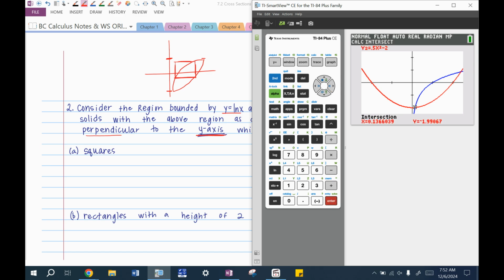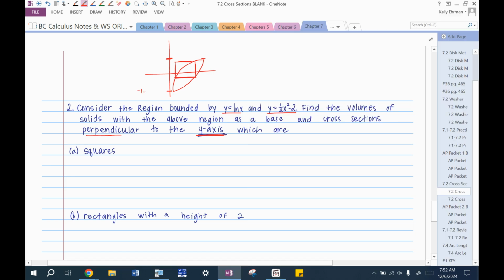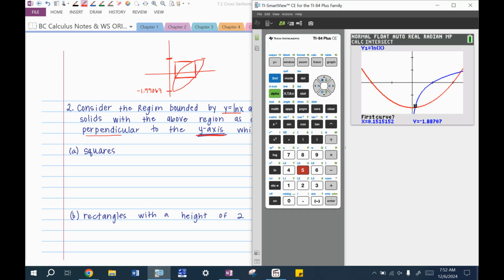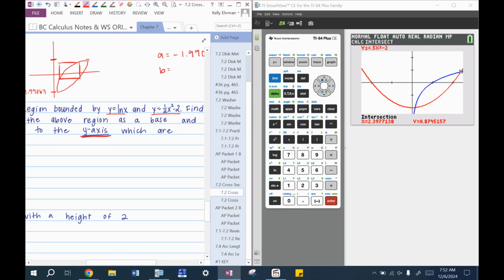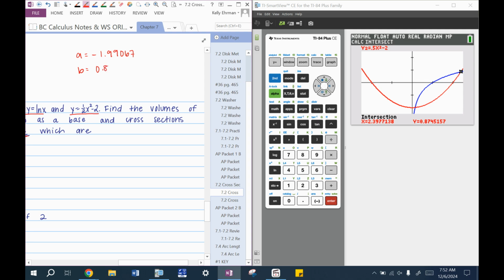Enter, enter, enter. So the first one is negative 1.99067. And I'm going to use this for all of these. So let's go ahead and store these again. A is the lower one, negative 1.99067. And B is the upper value, 0.8745157.